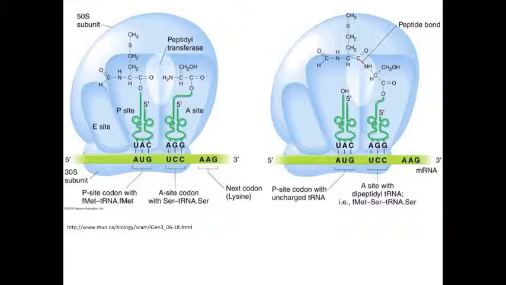So this is a picture of translation, and basically what is happening is the mRNA is in the ribosome, and a tRNA with its anticodon is bonding with the mRNA, and then the amino acids are on top.